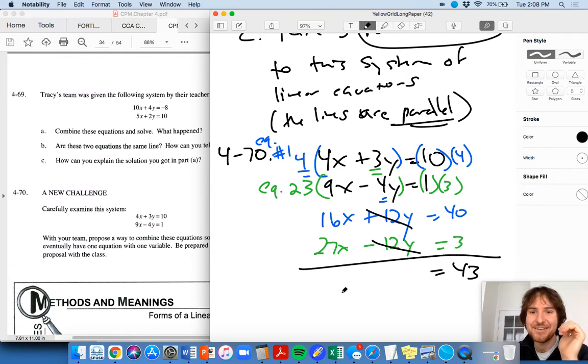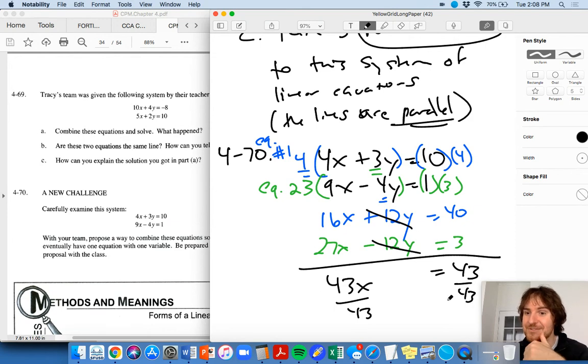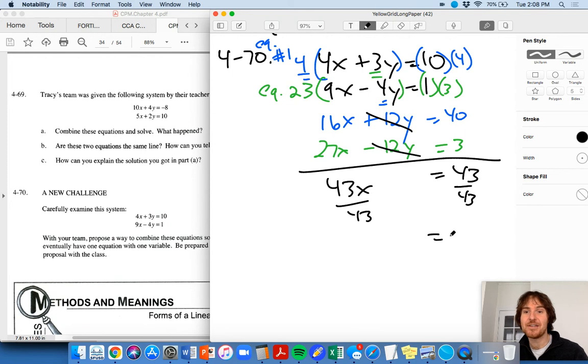16x plus 27x, that's 43x. And again, you have your calculator out. You can do that quickly here. 43 equals 43x. Well, then what's x got to be? It's obviously got to be 1, but we'll show the work. Divide both sides by 43. Anything divided by itself is 1, and we got 1x left. So x equals 1. Let's get y.